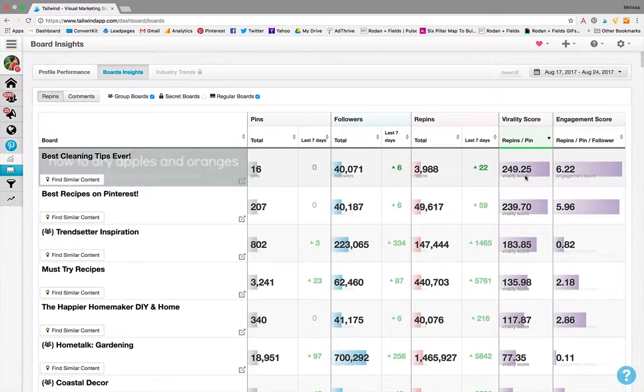But the virality score shows me the average repins per pin. So you can see that board that I made when I was doing the tutorial on viral boards, the best cleaning tips ever, is getting almost 250 repins per pin. There's only 16 pins on there.